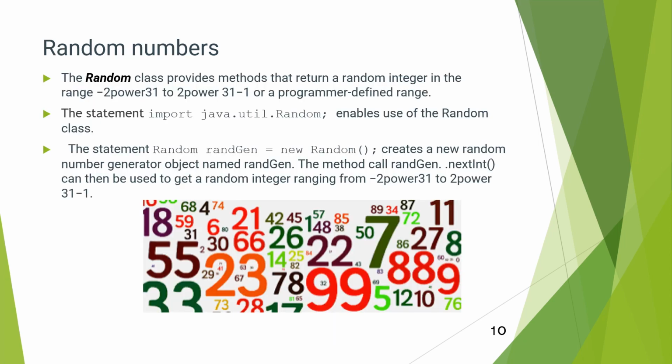Coming to random numbers, they are just numbers chosen randomly, without any specific conditions given. The Random class provides methods that return a random integer in the range of -2 to the power of 31 to 2 to the power of 31 minus 1. The statement import java.util.Random enables use of the Random class. So you can see here in the picture, these are all random numbers.